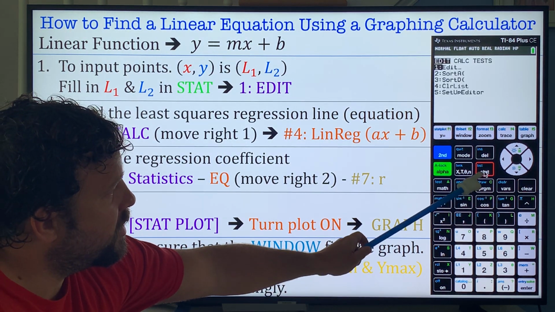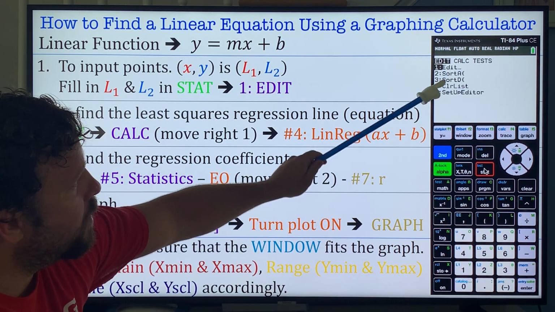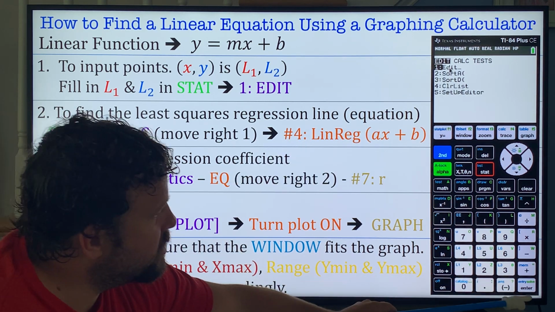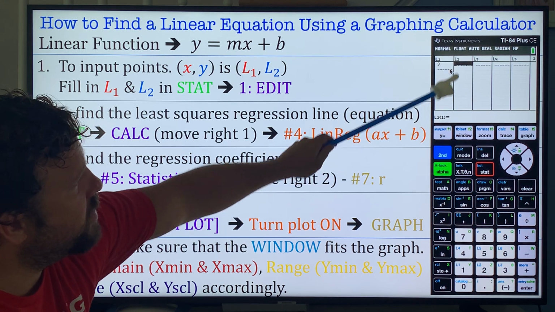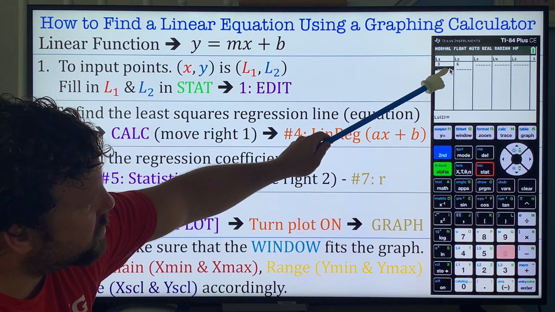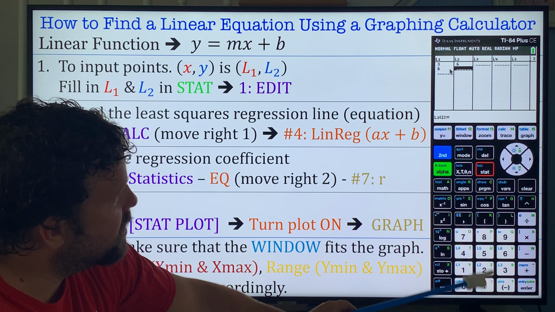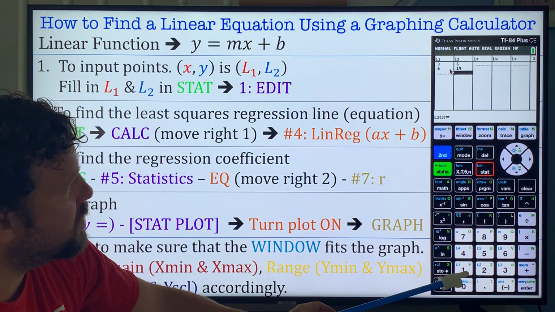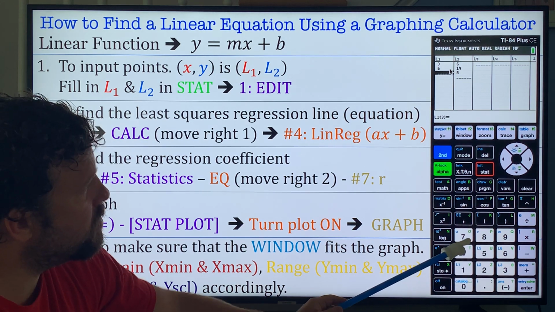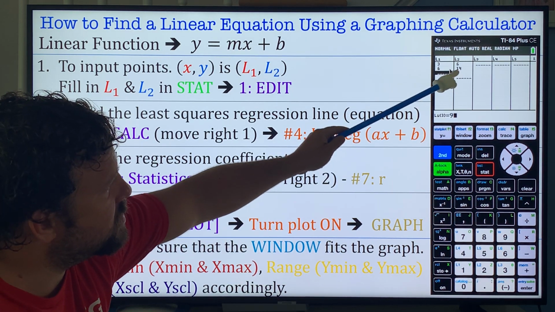Now you're going to click on Stat, okay? You're going to click the Enter button because you're going to go to Edit, all right? And then this is going to be your X values right here, and these are your Y values. So for instance, the first point I put in was 3, 6. Then I put in 6, 14, okay? So it doesn't matter what order you do, but these are your X's, these are your Y's.